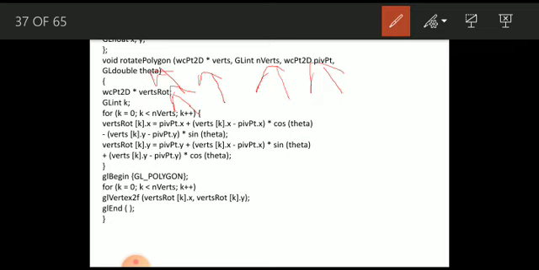Then there is a local variable k, which of course is used for the for loop to loop with some specified condition. So what is the condition here? We start from k is equal to 0, as you can see here, until k is less than the number of vertices, and after every loop what we are going to do is we are going to increment the value of k. That means we are incrementing the value of k. Right?